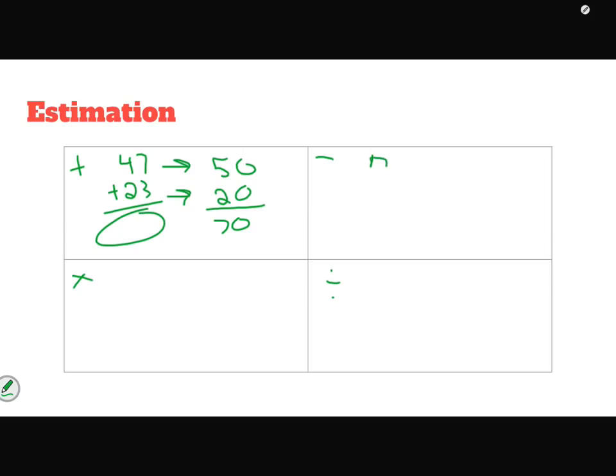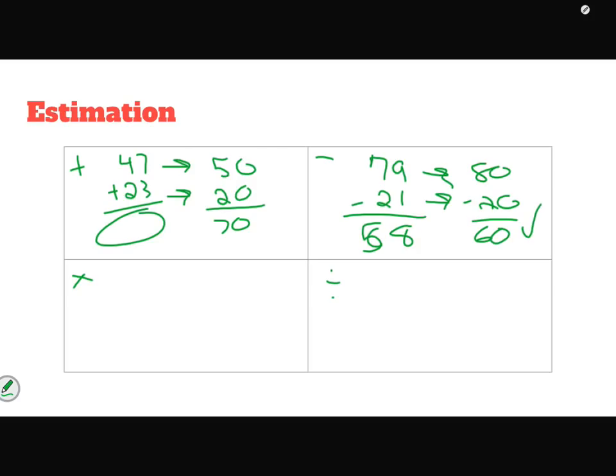And the same thing for subtraction. If I had 79 minus 21, I could subtract, or I could estimate to check, we round the numbers. So I can make 80 minus 20, and I can get 60 and see that my answers are reasonable.